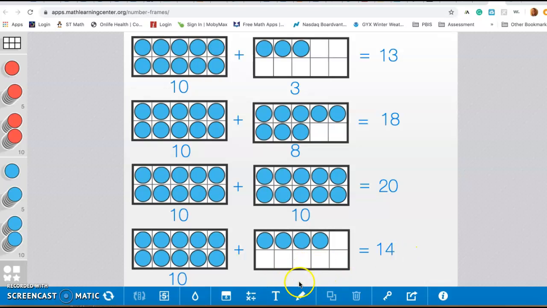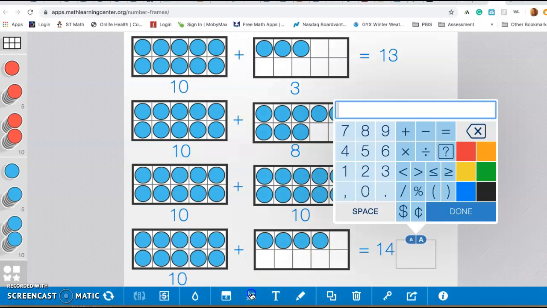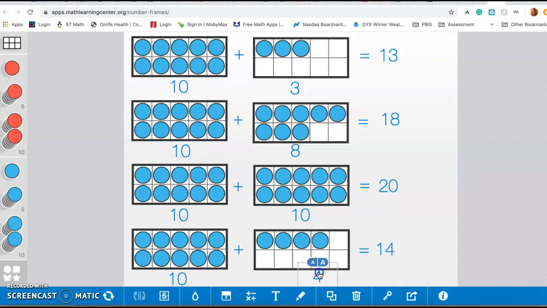Again, another teen number. But we're missing something. We're missing the number down here. Can you figure out how many we need to put down there? How many blueberries are in our 10 frame? Let's check. 1, 2, 3, 4. So there are 4 blueberries. Oops, I got to move my 4 over here. Awesome. So 10 blueberries plus 4 more blueberries equals 14 blueberries.